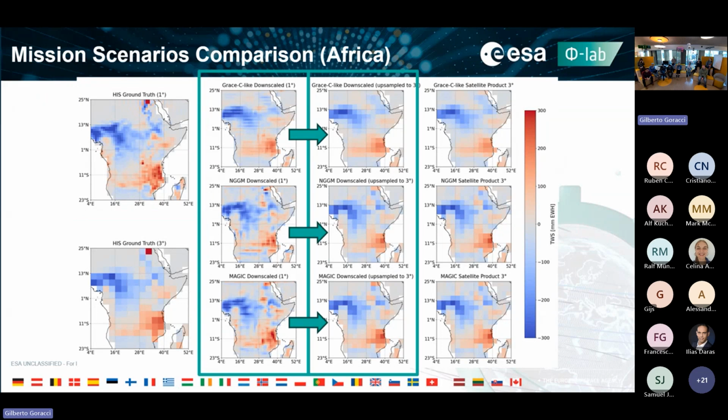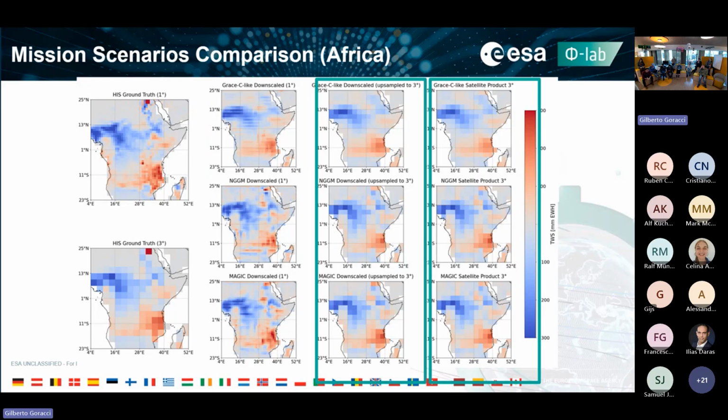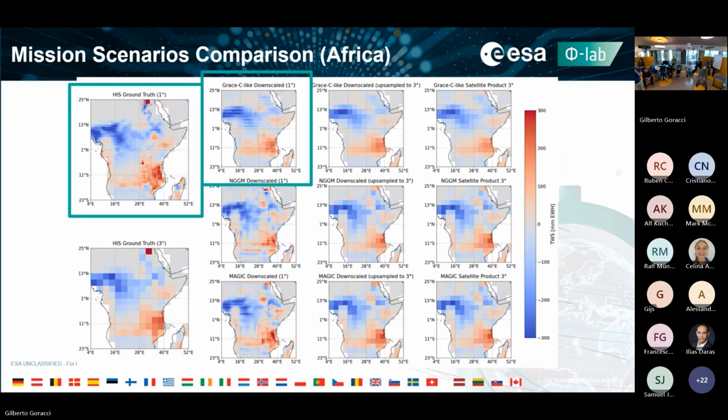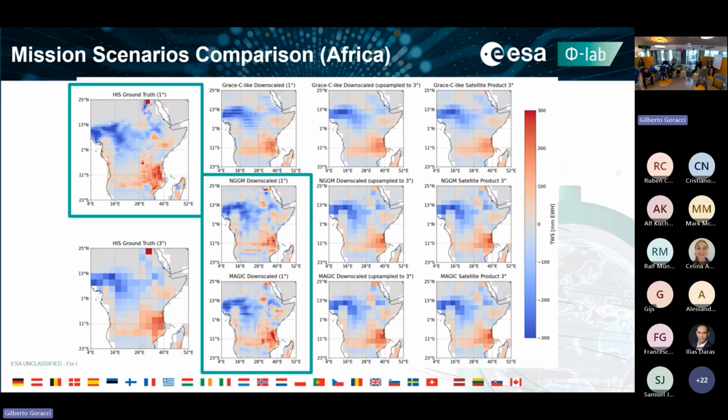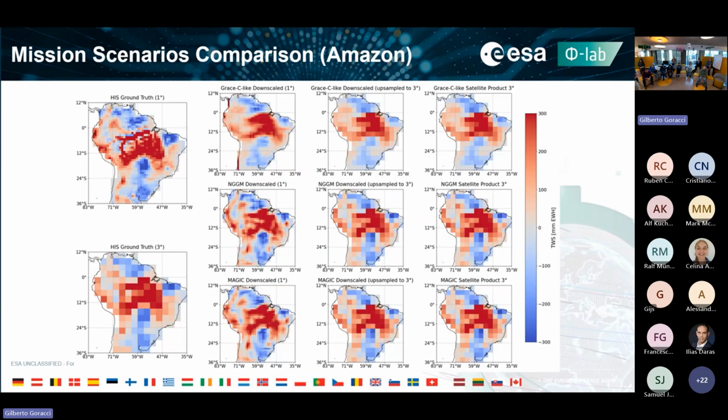Here you can see that the downscaled image is upsampled back to 3 degrees and compared with the products from the satellite. And here, this is what I was mentioning earlier. There is quite a huge difference between the products coming from GRACE and the ones coming from NGGM and MAGIC. For example, there are these blue signals in Madagascar, or in this region in the bottom right part. As you can see, NGGM and MAGIC are much better in retrieving high frequency, small scale structures.